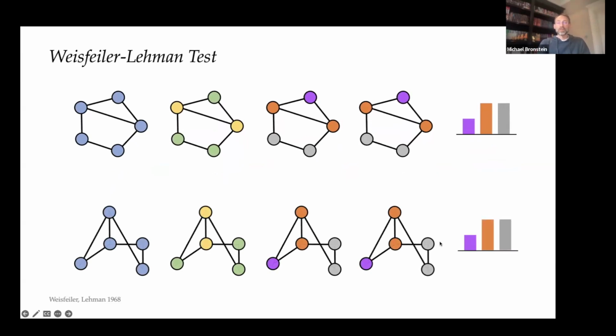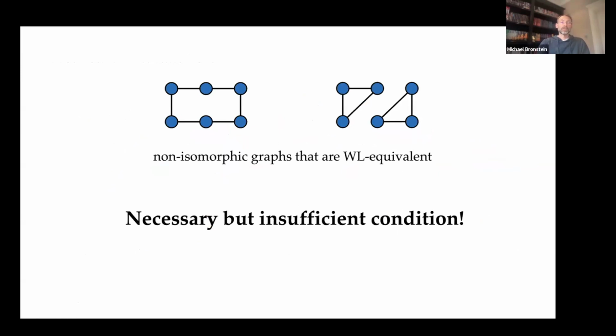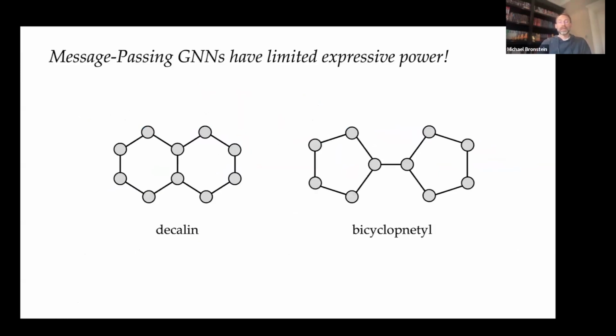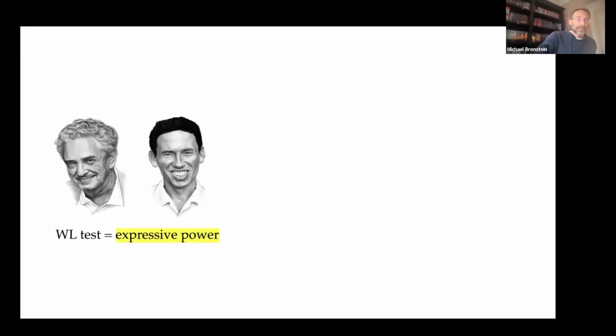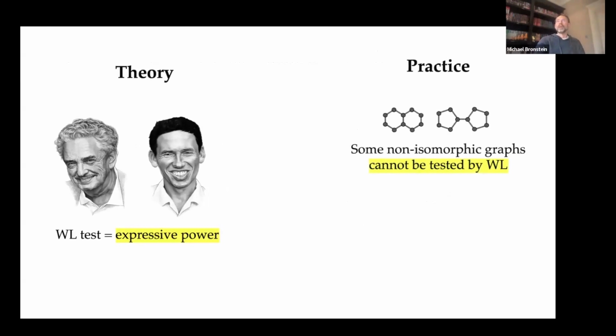But if the histograms are the same, like in this case, we actually don't know. It's a necessary but insufficient condition. In fact, you can find examples of graphs, and these are examples from chemistry, two different compounds that are completely different. They are not isomorphic, and yet the WL test cannot distinguish between them. So the WL test in theory gives us the expressive power, but in practice it is limited in certain cases. There are entire families of graphs that cannot be distinguished from each other.